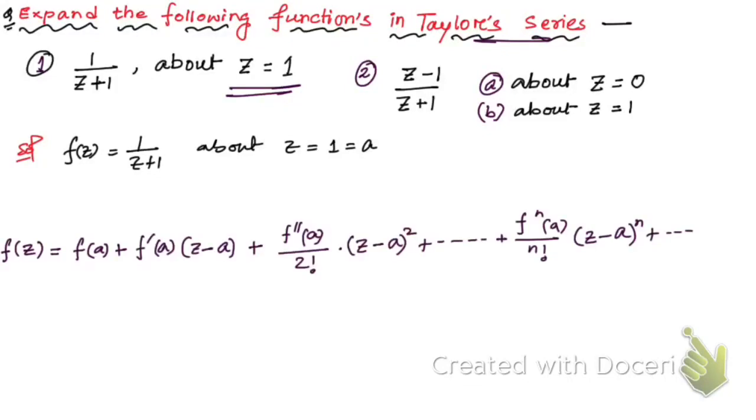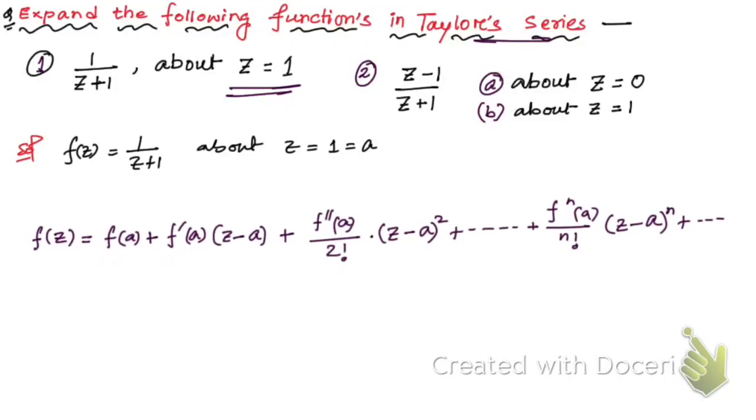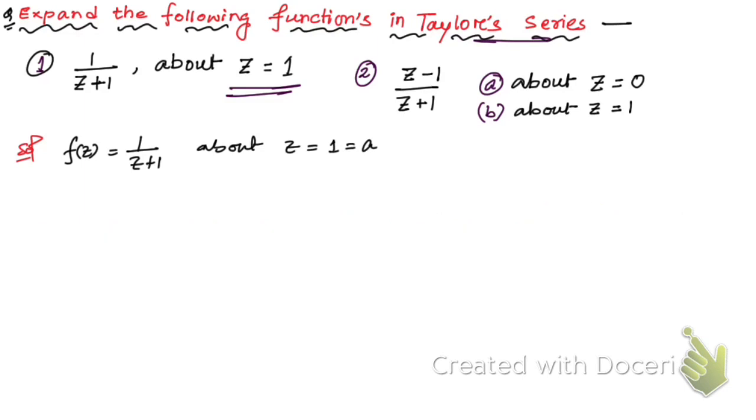In this series, we need to find f dash of a, f double dash of a, then fn of a factorial n. So what we're going to do here, first let us find f of a. F of a means here f of 1, right? F of 1 is going to be 1 by 1 plus 1, that's going to be 1 by 2, right?